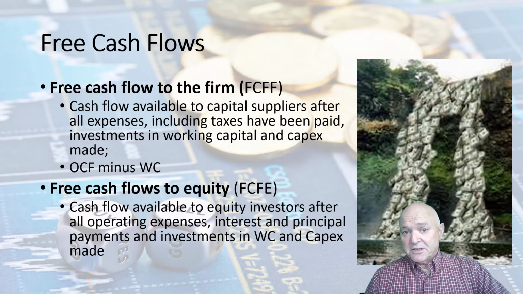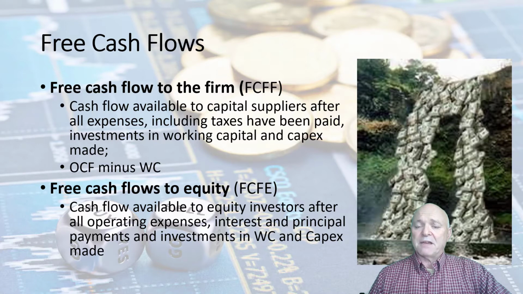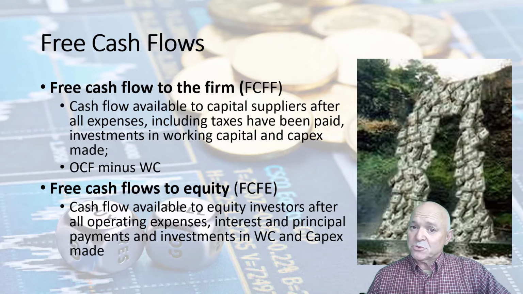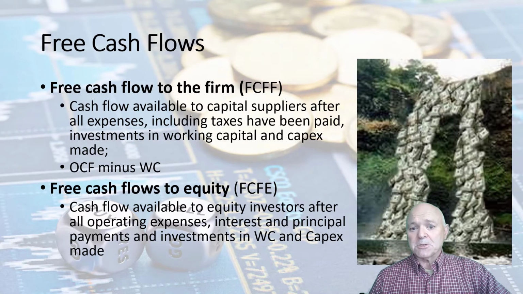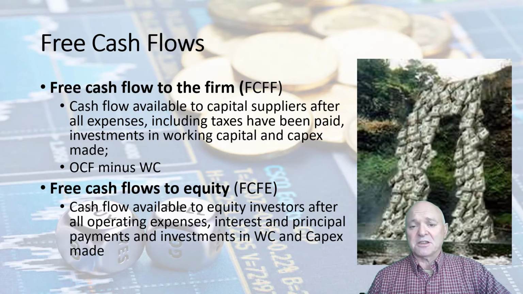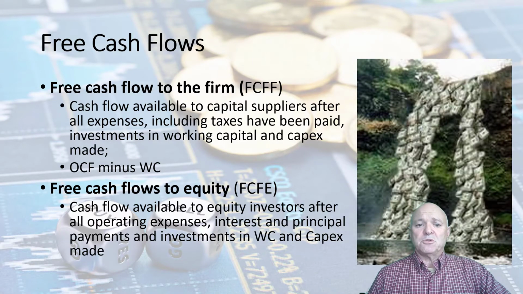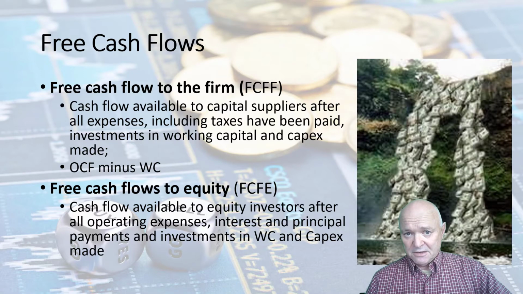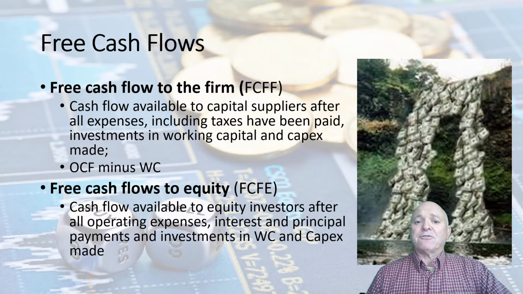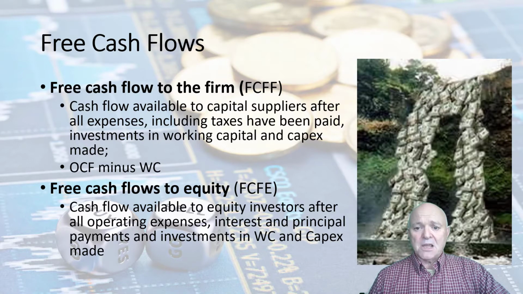The two different methods of free cash flow that we're going to use include free cash flow to the firm and free cash flow to equity. We also describe these as indirect, the cash flow to the firm, and direct methods of measuring the cash flows to equity. Free cash flow to the firm is the cash flow that's available to capital suppliers, the investors and the banks, after all expenses, including income taxes, have been paid.